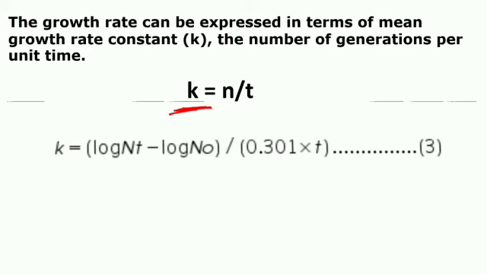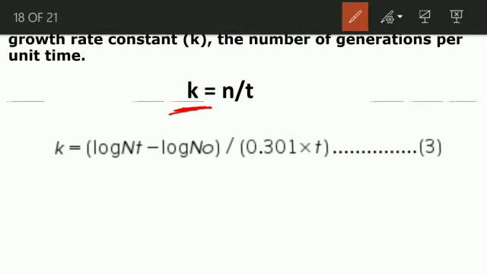Now another thing. K can be written like this: log nt minus log n naught by log 2, that is 0.3010, into t. That is our third expression, isn't it?